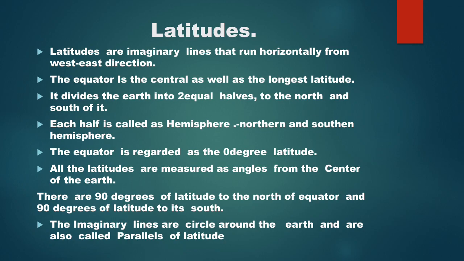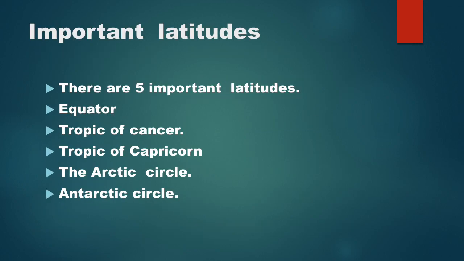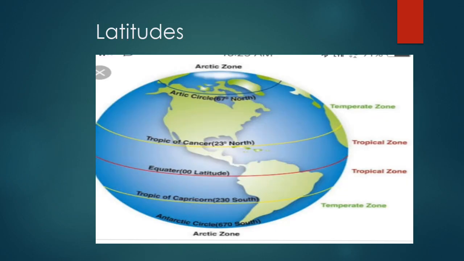All the latitudes are measured as angles from the center of the earth. So there are totally 90 degrees of latitude to the north of the equator and 90 degrees of latitude to its south. The imaginary lines circled around the earth are called the parallels of latitude. The important latitudes are the equator, Tropic of Cancer, Tropic of Capricorn, the Arctic Circle and the Antarctic Circle. In this picture you can locate and easily identify the important latitudes.